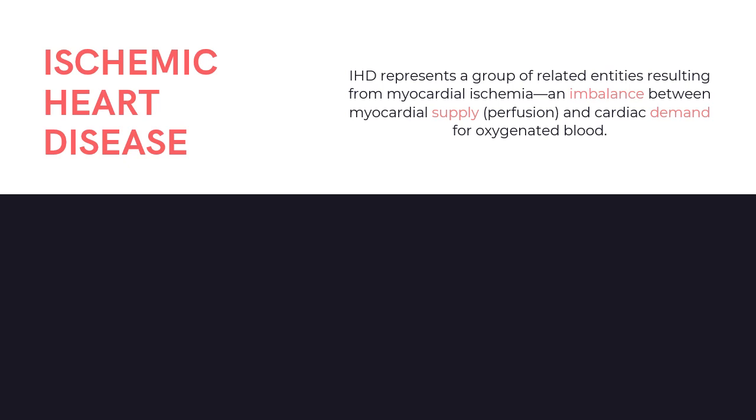Ischemic heart disease represents a group of related entities resulting from myocardial ischemia. Again, ischemia is the inadequacy of oxygen-rich blood to an organ, and this time, that organ is the myocardium or the heart. It is an imbalance between myocardial supply or perfusion and cardiac demand for oxygenated blood.